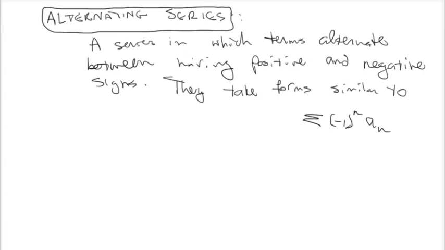So one term will be positive, the next will be negative, and they take forms along the lines of this. We've got some series a of n, and it's multiplied by (-1)^n, or (-1)^(n+1), or (-1)^(n-1), which just changes the order in which terms are positive and negative. So when we expand this series out, starting at 1, (-1)^1 is going to be a negative, so it's going to be negative a sub 1 plus a sub 2 minus a sub 3 plus a sub 4 minus a sub 5, and on and on.